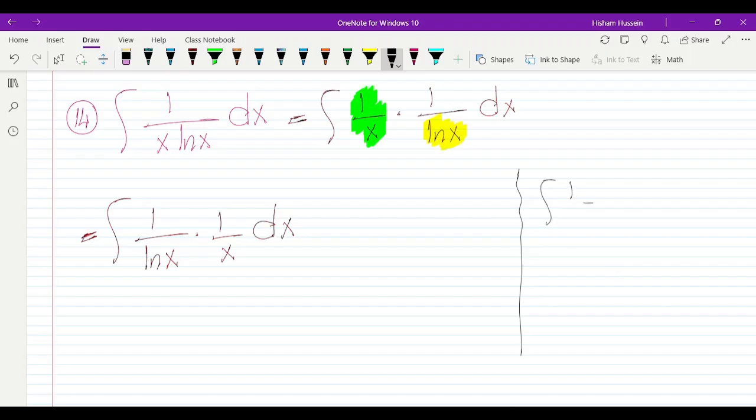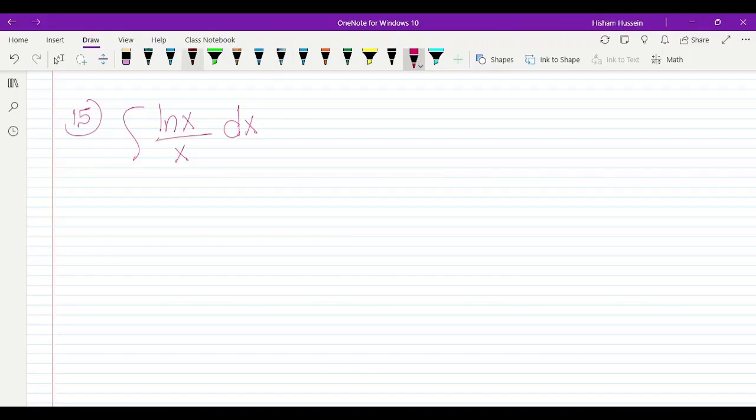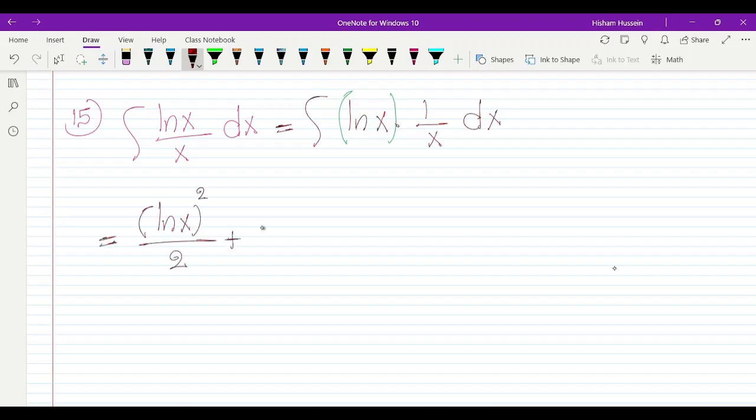Integration of 1 over function times the derivative of this function dx equals ln of this function plus c. So the integral here will be ln x plus c. Here, split the function to be the integration of ln x times 1 over x dx. This is the function to the power 1 times 1 over x. So just raise the power by 1 and divide by the new power, plus c.